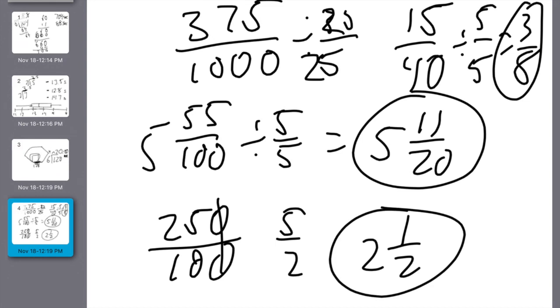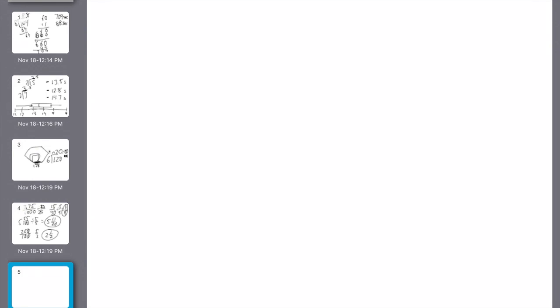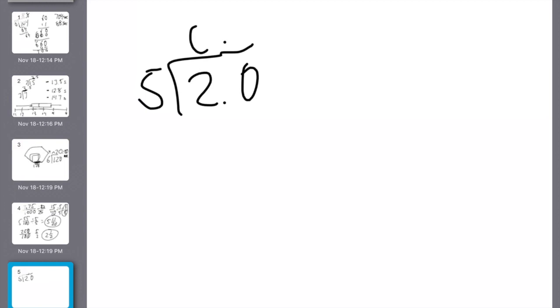Number 10, write each of these numbers as a decimal. Okay? Top in, bottom out. 5 goes into 2 0 times. 5 goes into 20 4 times. Now I go back and I add my whole number to that, guys, so I have 2.4.